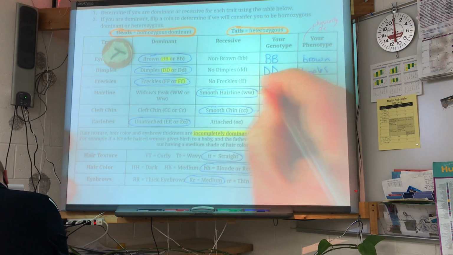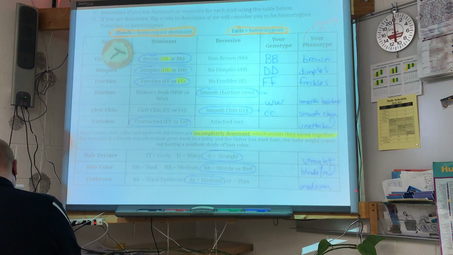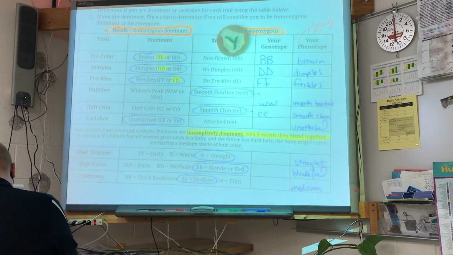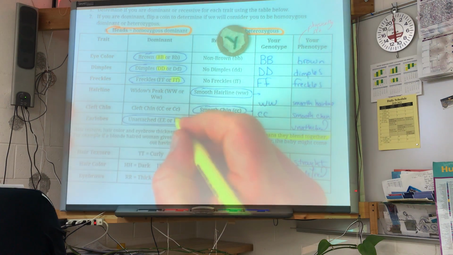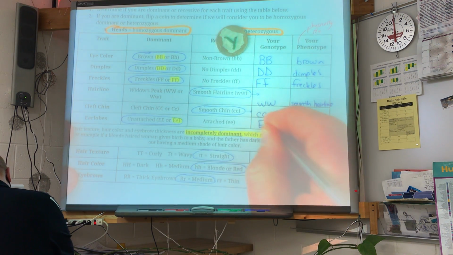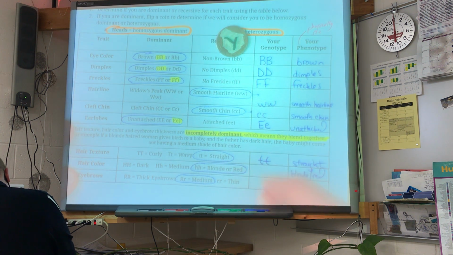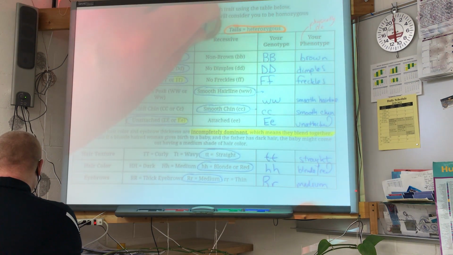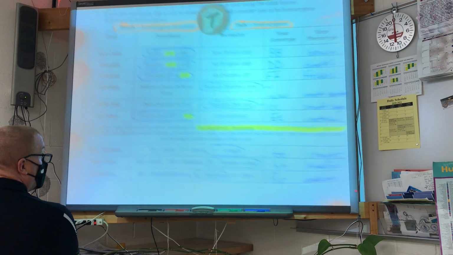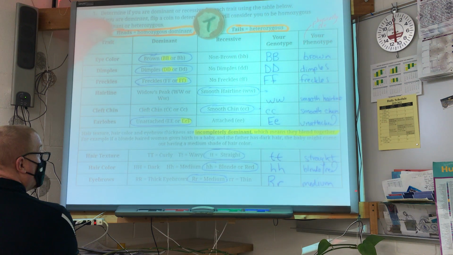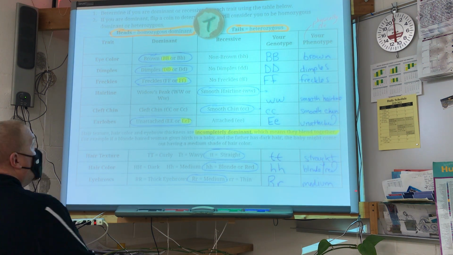But if you're all recessive, you have every single recessive trait, then every single one of your genotypes will be whatever that one is. No coin to flip. So you are flipping a coin to determine, if you have the dominant trait, whether you are homozygous dominant or heterozygous.